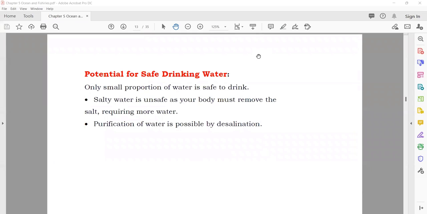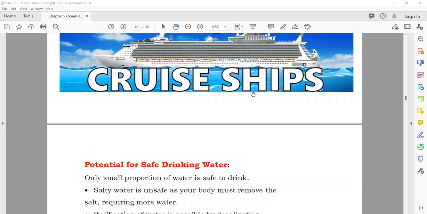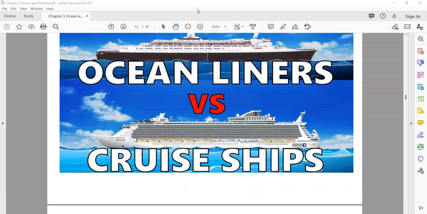Okay, potential for safe drinking water. Okay, till here, anyone has any question, please, you can ask. Is it clear to everyone? Yes. Please. Oh, thank you.